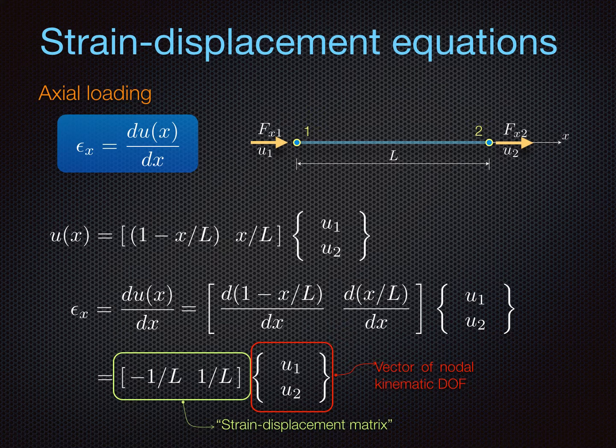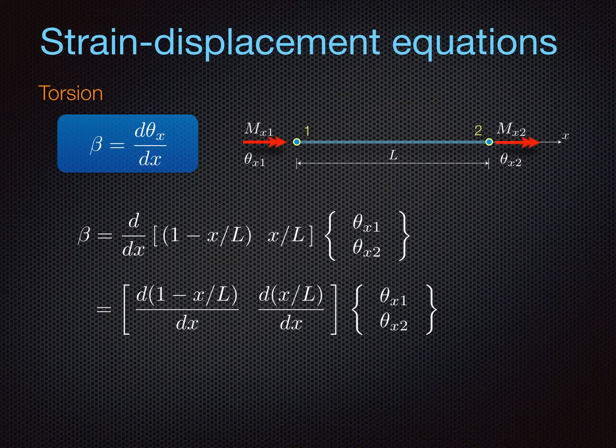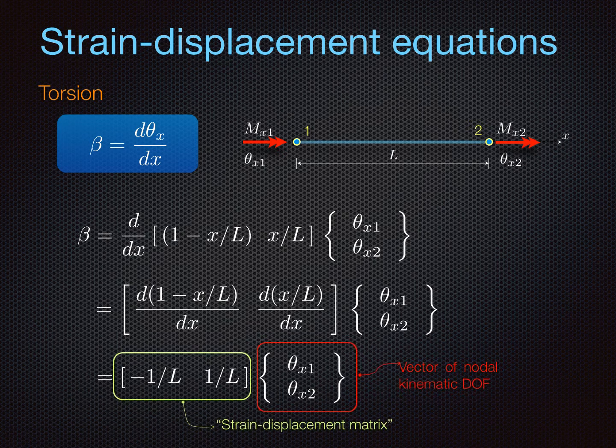And of course, u1 and u2 is our vector of nodal kinematic degrees of freedom. In this particular problem, we just have two kinematic degrees of freedom, u1 and u2. But if we had used a quadratic element that contained 3 degrees of freedom, well, of course, the dimensions of both of these matrices may change. For the torsion problem, we need the derivative of the twist field to get this beta quantity, which we will use eventually to compute the internal virtual work. And again, the strain displacement matrix happens to be identical to the axial problem, but the vector of nodal kinematic degrees of freedom are now the twisting angles at the two ends.